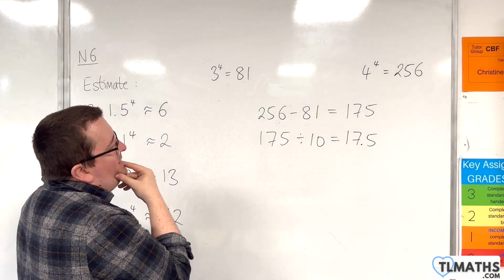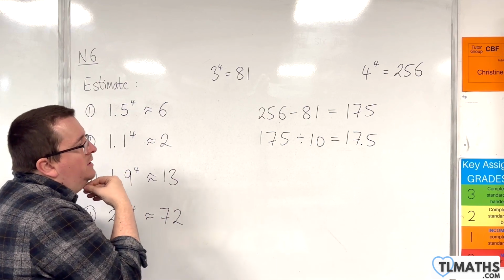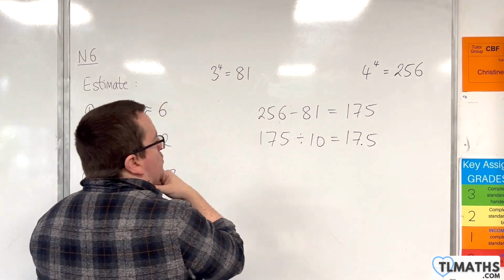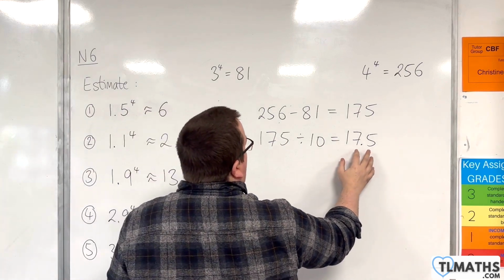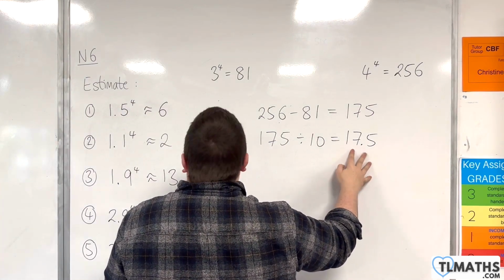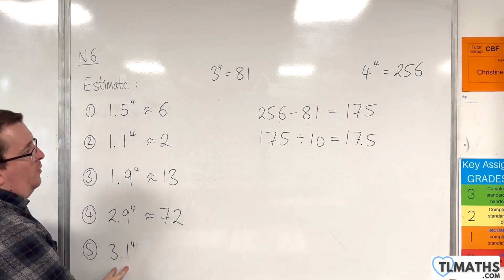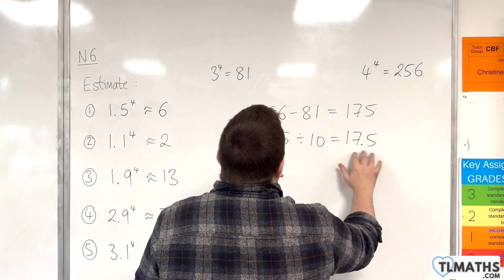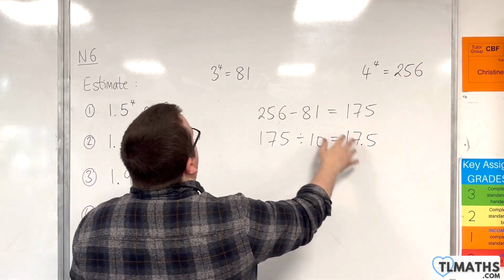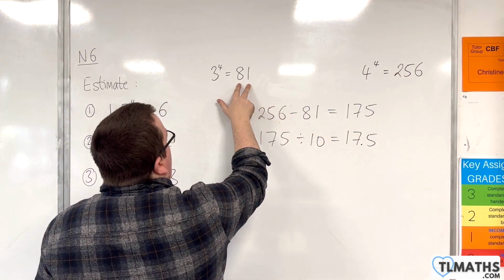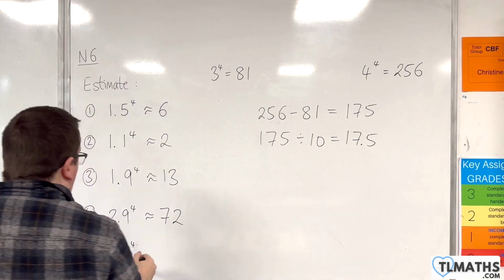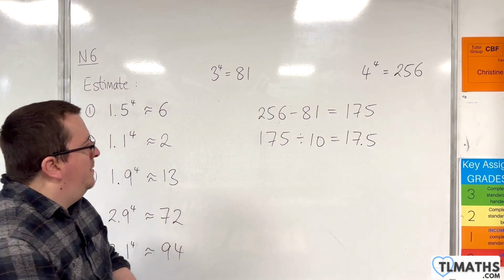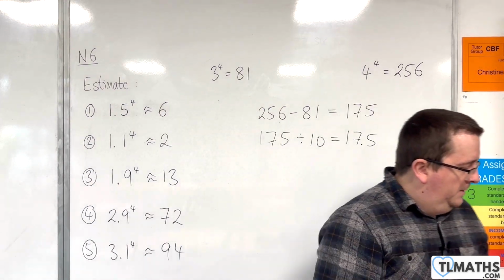So it's a bit of guesswork here, isn't it? I'm going to go with, let's say, because we're increasing up to 3.1 now, I'm going to go with a 5 less than that, so about 12.5, so that'd be 93.5. So let's say about 94. I'm going to go with 94. Okay, 3.1 to the power of 4, I reckon it's about 94.